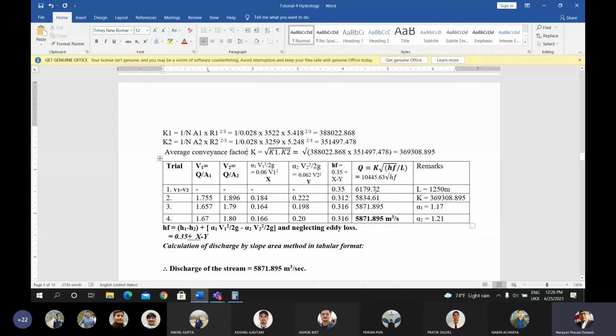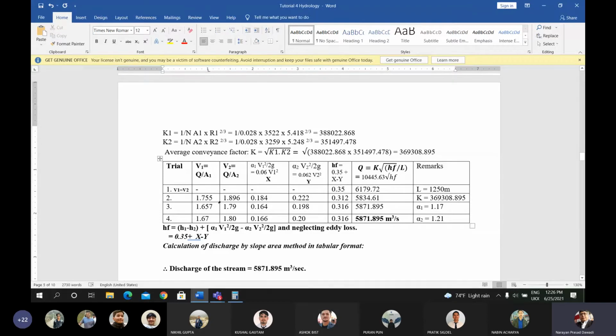Now for the next trial, the velocity head for section 1 will be 6179.72 divided by the area of section 1, 3522. You will get the velocity at section 1 as 1.755. After knowing the velocity, for section 2, this discharge 6179.72 is divided by 3259. You will get the V2 of 1.896.